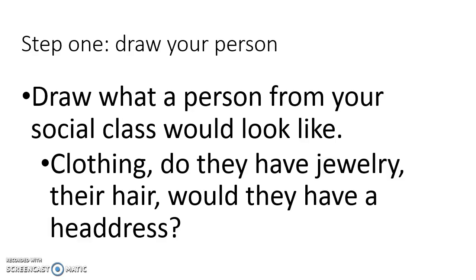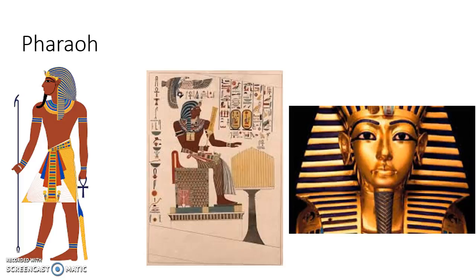Things like that. So here we have Pharaoh. So if you chose a Pharaoh, these are the things you're going to want to think about. They have a fancy headdress, right? They have the beard, which symbolizes power. They have bracelets on their arms, a necklace around their neck. They have really elaborate bottoms, things like that. So you want to make sure you're focusing on that.